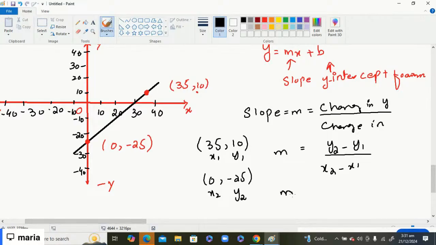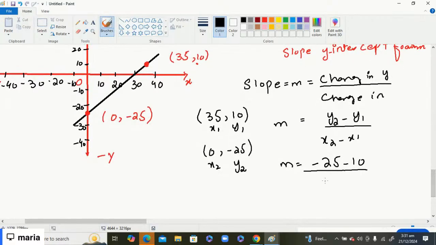Now let's see. m is equal to y2, which is minus 25, minus y1, which is 10, over x2, which is 0, minus x1, which is 35. Now minus 25 minus 10 is minus 35, over 0 minus 35 is minus 35. Both should be cancelled. The negative signs cancel and the answer is 1. So your slope is 1.